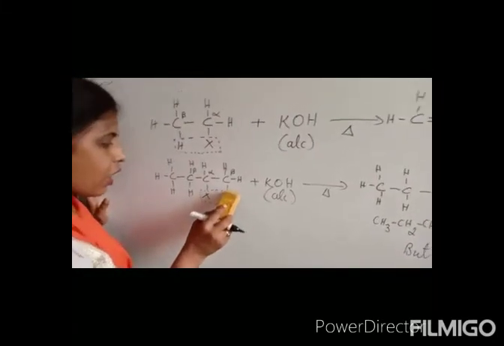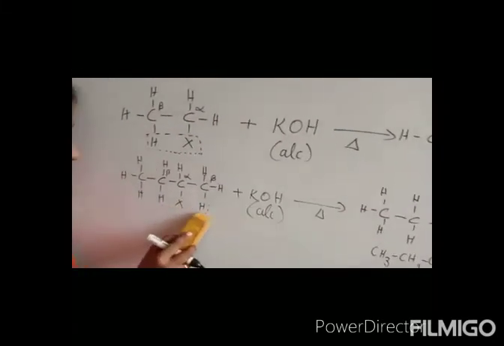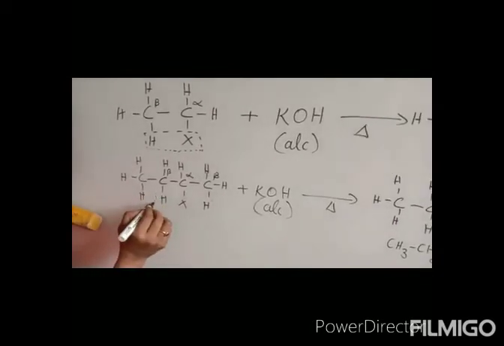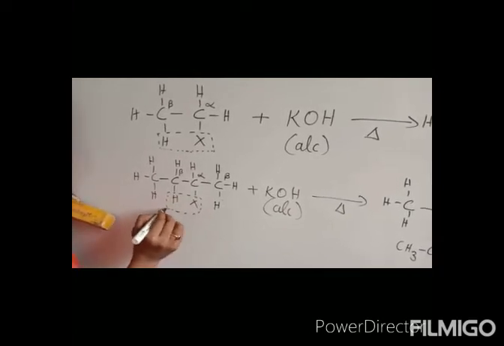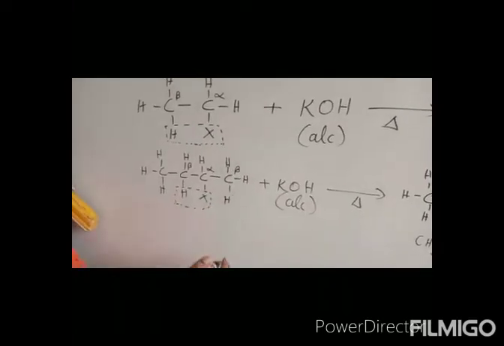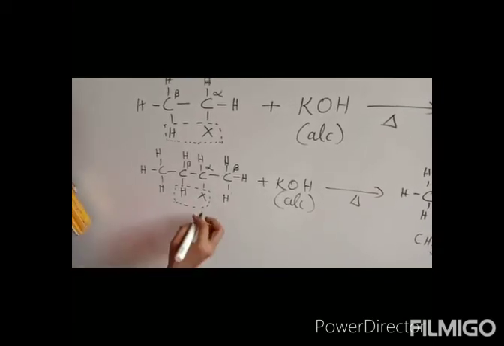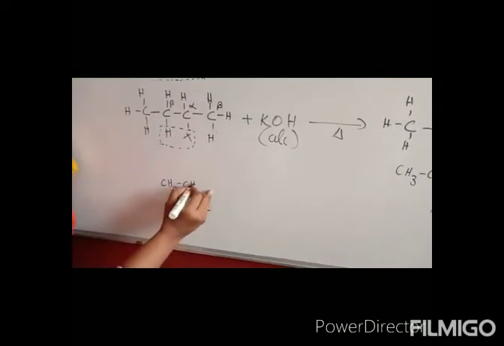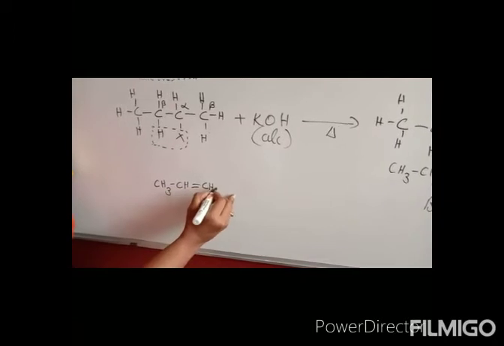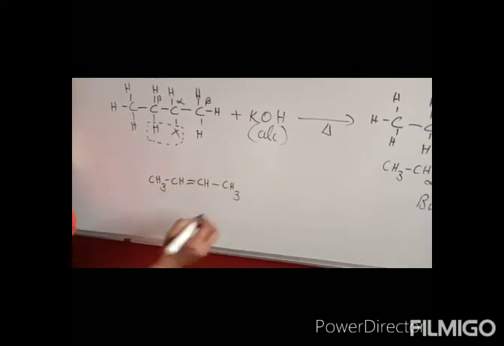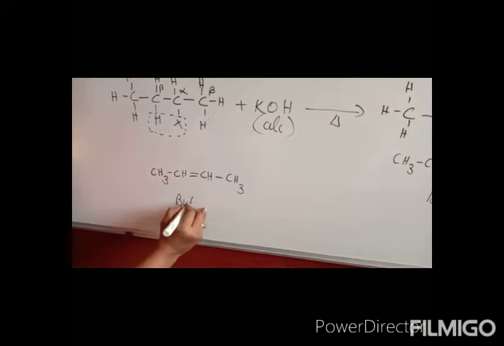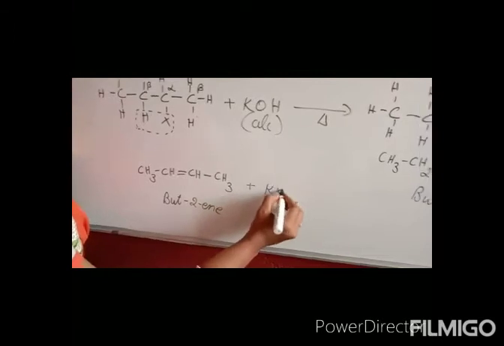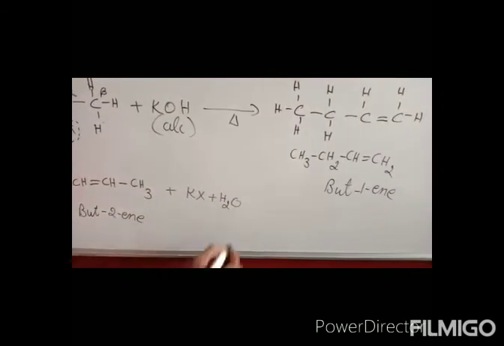Now apart from this, the possibility is also there where I can eliminate the halogen and this hydrogen. Yes, of course, as per the rule it is valid. Now in this kind of elimination, I'll get the preferred product as CH3, CH, double bond CH, single bond CH3, which is nothing else but but-2-ene. The other products obviously will remain the same, where I have my KX and H2O.